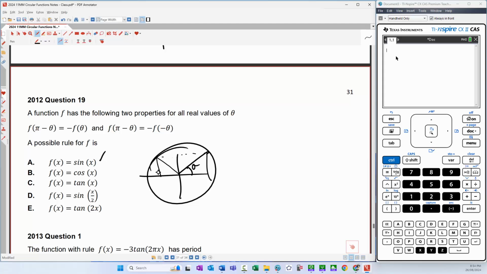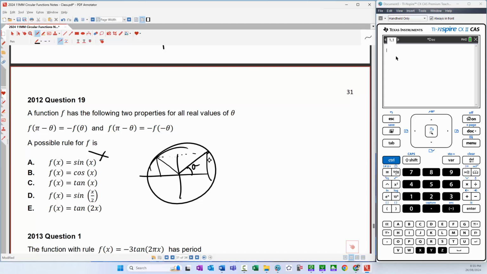f of, so this value here would produce this, and they're saying it's the same as putting a negative sign in front of this value here, which is not. We can see it's the same value, so that's not true. Now, f of negative theta is negative. Yep, that checks out.